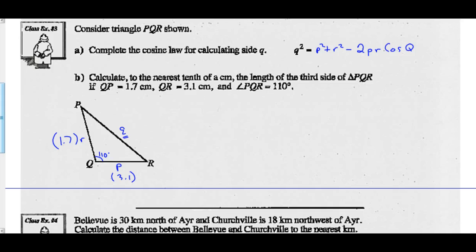We rewrote the cosine law to solve for side q. So we'll substitute in that law. q squared equals p squared, which in this case is 3.1, add r squared, well r is 1.7, minus 2 times p, which was 3.1, times r, which is 1.7, times the cosine of angle Q. Angle Q, we're told, is 110 degrees. So I want to see the substitution into that formula, and then it's just calculator work.